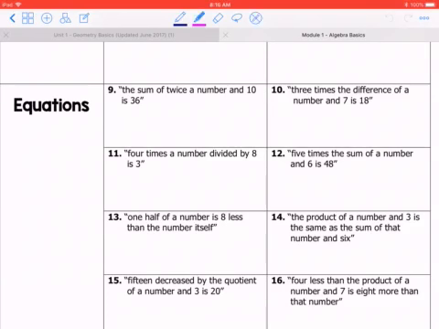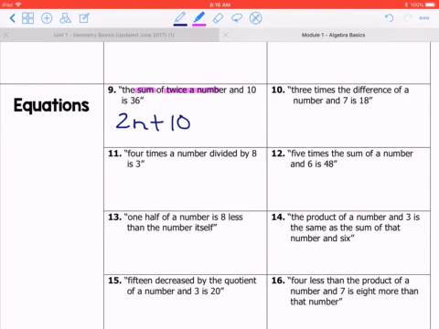So if we're looking here, number 9: the sum of twice a number and 10 is 36. Okay, so sum means that we're adding. Twice a number is going to give us 2n plus 10, because that was sum.